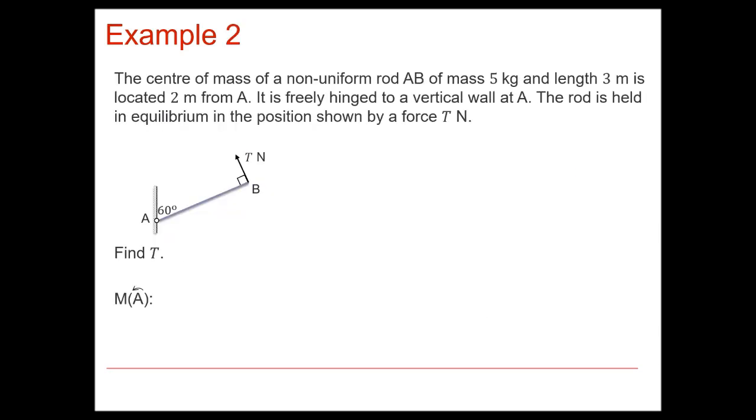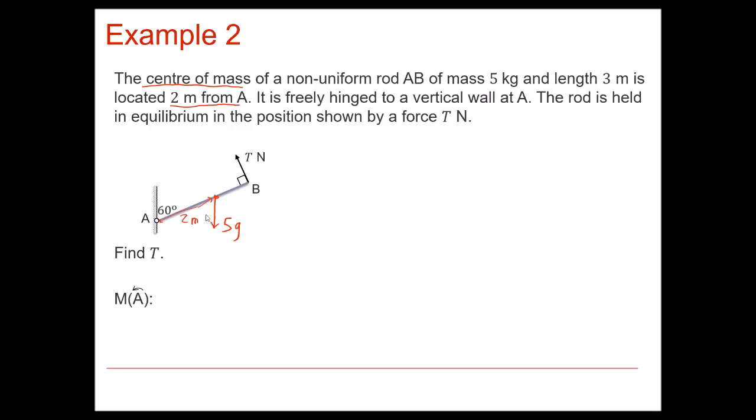Now in this second example, it's a little bit more complicated because it's a non-uniform rod. It's got a mass of 5 kilograms, length 3 meters, but what we are told is that the center of mass of this rod is located 2 meters from A. So that's going to be roughly there. That's where the weight of the rod is effectively going to be acting. So we've got 5G force there, which is a distance of 2 meters away.